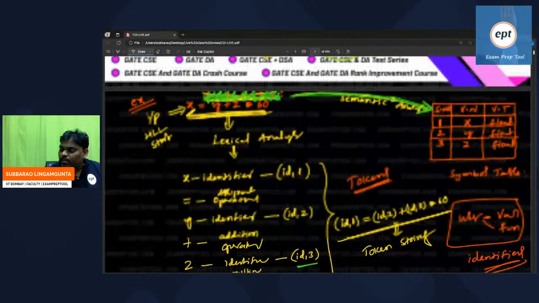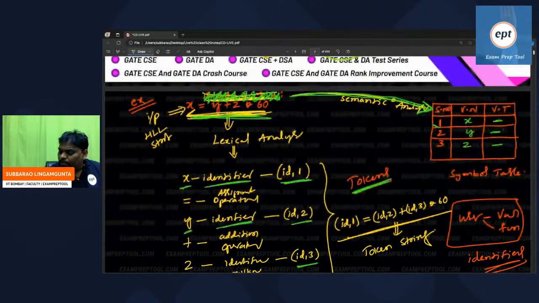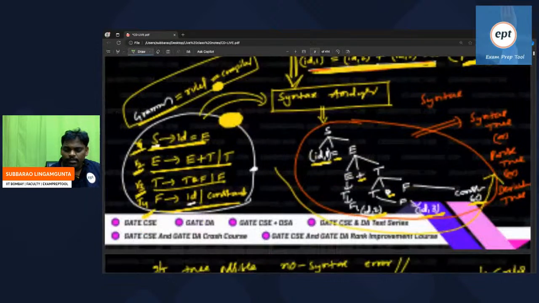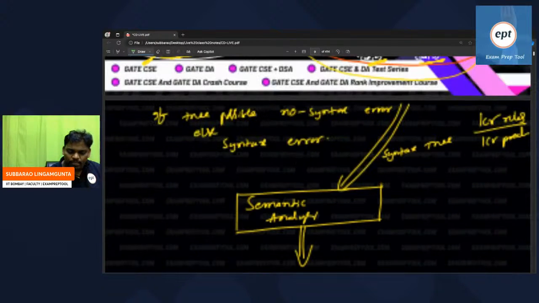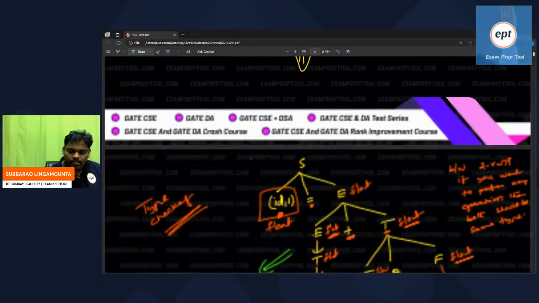In the symbol table's first row, there is a gap. From that you get to know the answer: undeclared variable. X is an undeclared variable, because the gap is there. Remember, the semantic analyzer will do type checking.